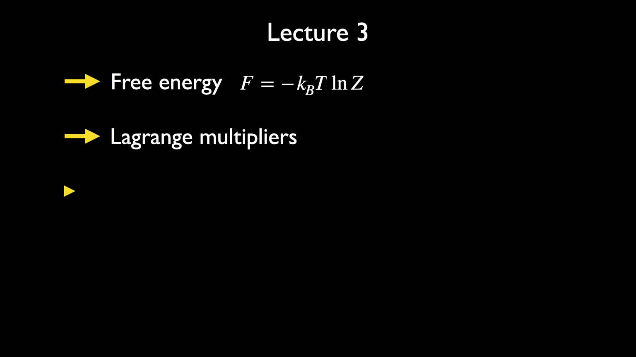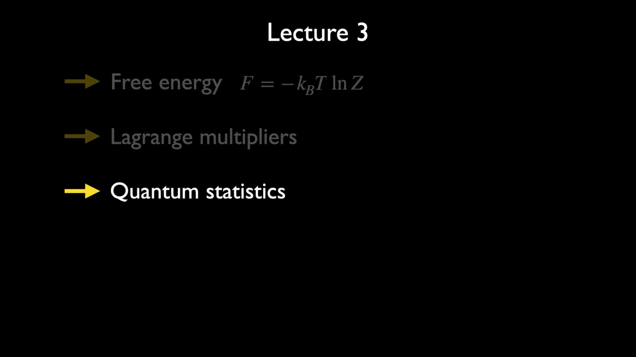The last topic in this video is on quantum statistics. We have already covered a bit of this in the last lecture when we talked about identical particles, specifically about how in quantum mechanics, particles of the same type are basically indistinguishable due to the lack of well-defined particle trajectories.